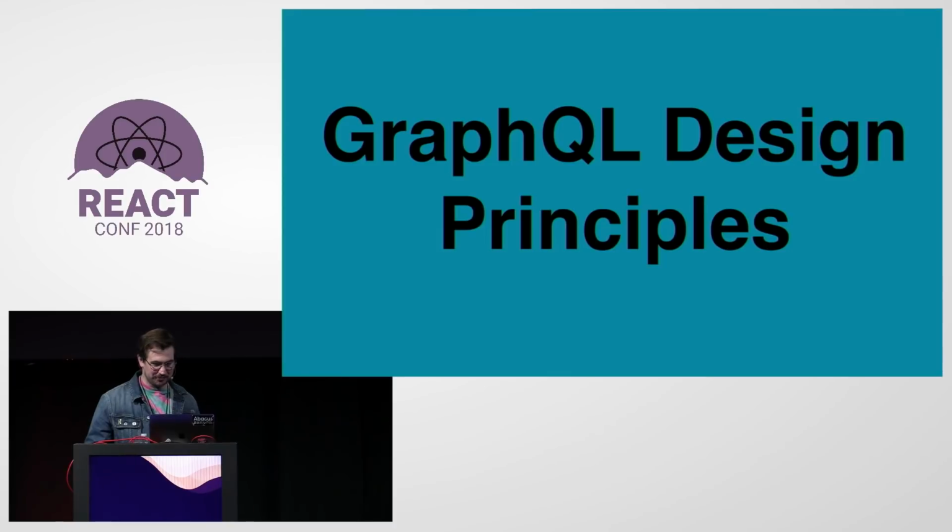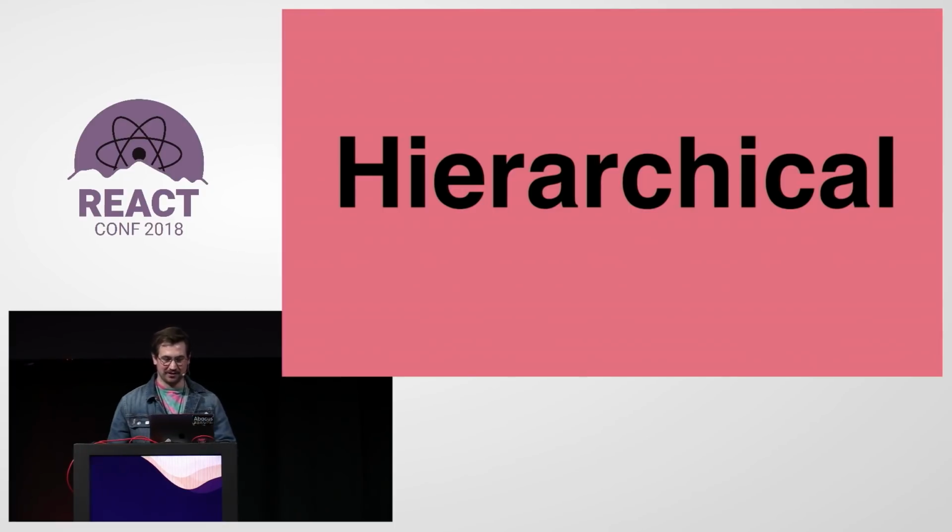So GraphQL design principles, they exist, they're out there. There are 5 of them. The first one is hierarchical. Essentially, you have this query. It is structured in the nature of the shape of your data. You can look at it, and then you will receive the data back in the same way that you asked for it, which is super nice.